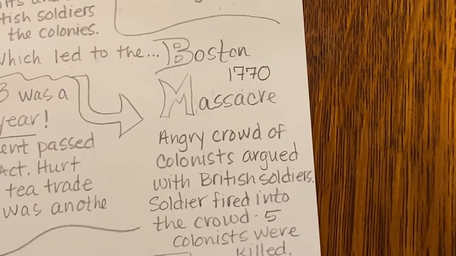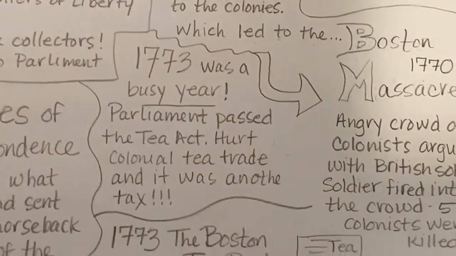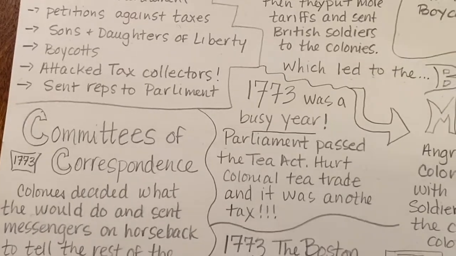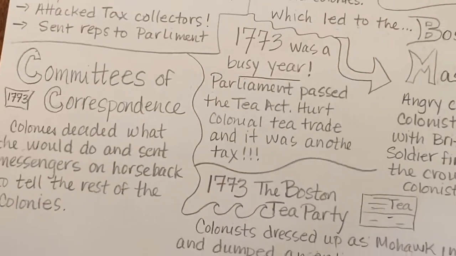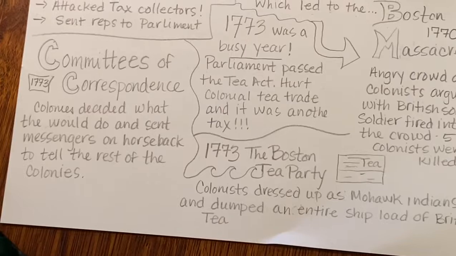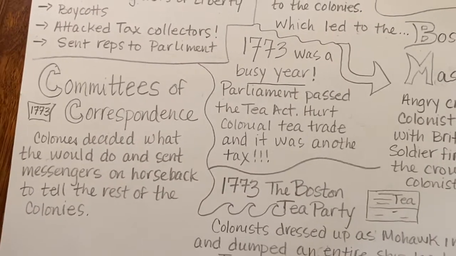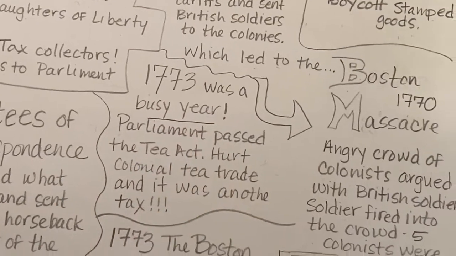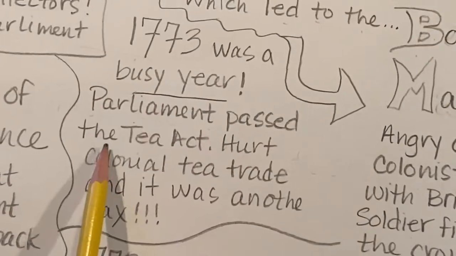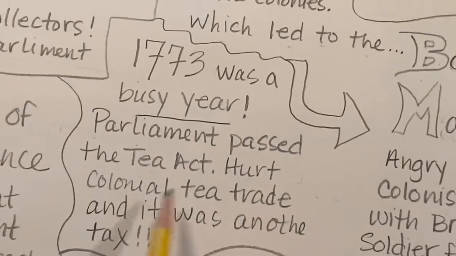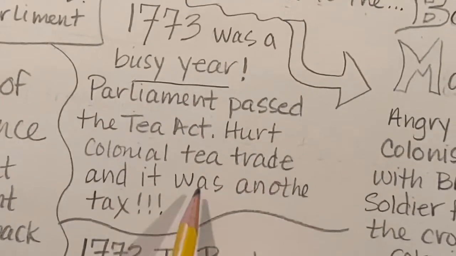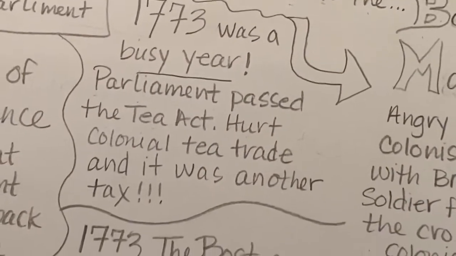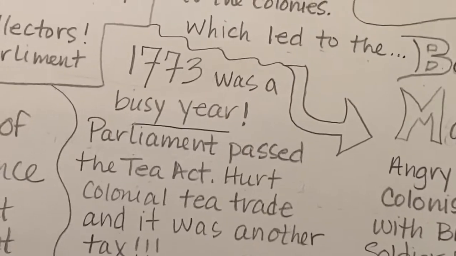Okay. And then there's 3 more events that I think were important enough to put on this infographic about this particular period, and they all happened in 1773. So I put 1773 was a busy year. Parliament passed the Tea Act, which hurt colonial tea trade, and it was another typo, tax. What else happened in 1773?